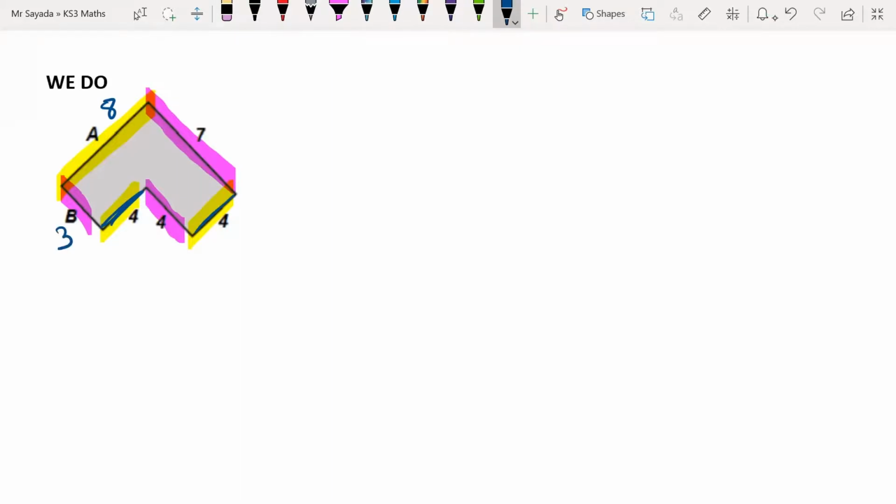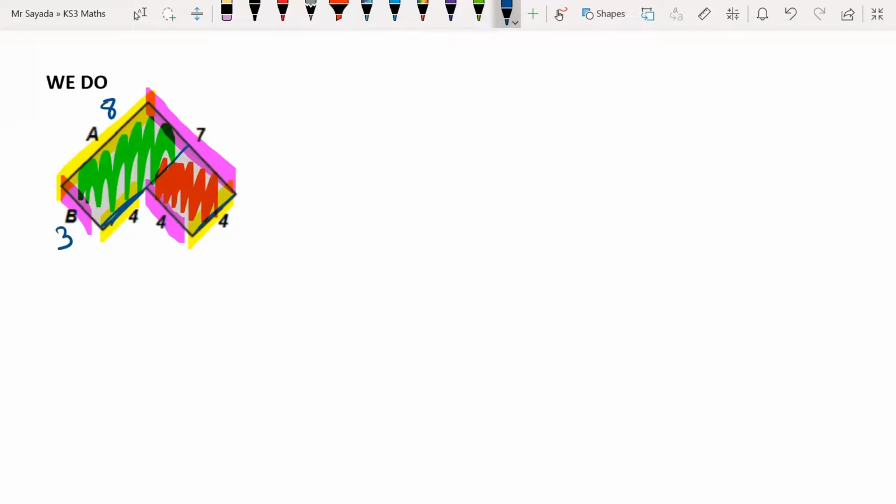We're now going to split it into two separate rectangles. There's two ways to do that. You could put a line here, or you could put a line here. I'm going to put the line there, and I'm going to have two separate rectangles. I'm going to have this green one, and this red one.